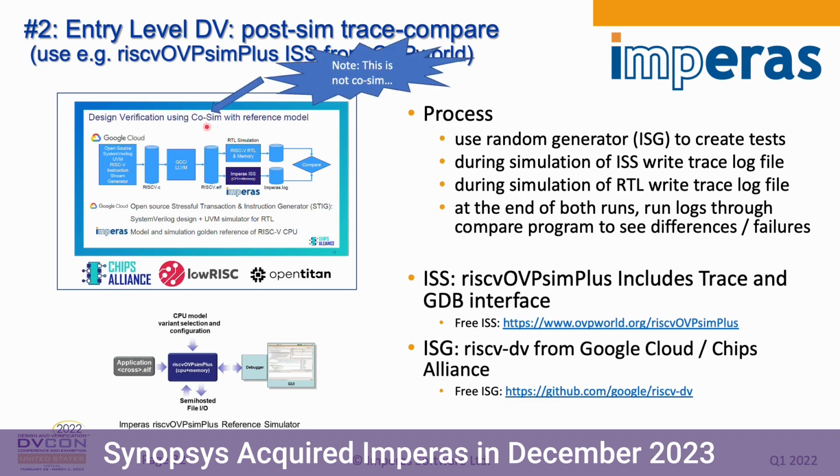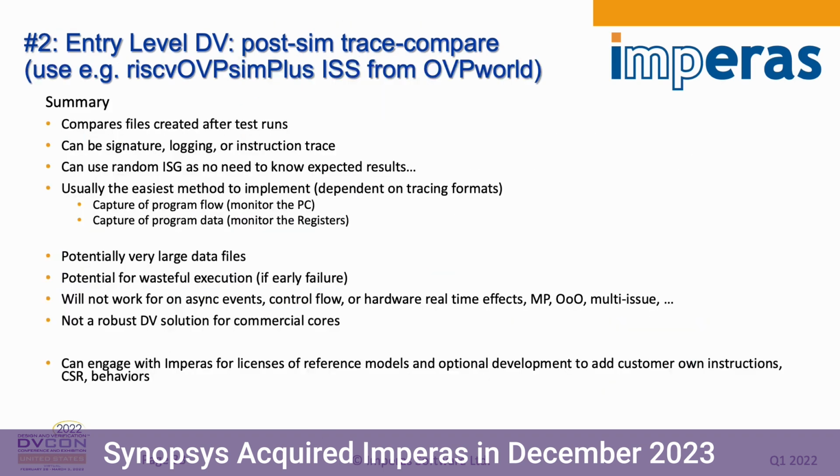And actually note, this is not co-simulation. It says in the CHIPS Alliance slide it's co-simulation. It's not. You're running them sequentially. It's not a co-anything. So in summary, this sort of post-sim trace compare compares files after the runs. It can be signatures, it could be instruction trace, and you can use random instructions because you don't need to know the results because you're comparing with the reference.